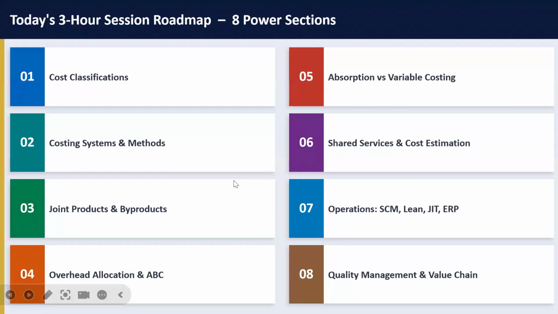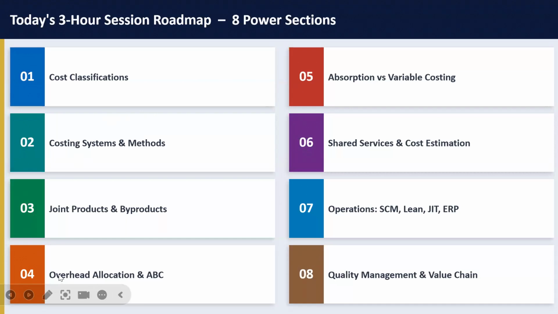So here, the main topics that we will be covering is cost classifications. What are the types of costs? Then the second important topic is about costing systems. So the classified costs, how we are going to analyze them, how we are going to organize them in the costing systems, and what are the methods of costing. Then the third important topic is about joint products and byproducts. Later, we study about the overhead allocation.